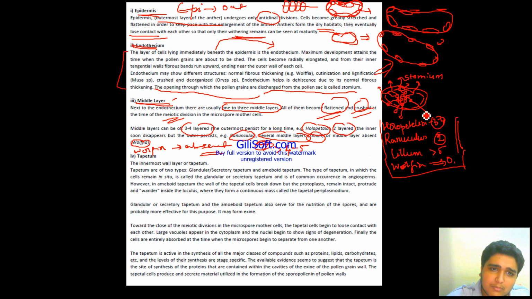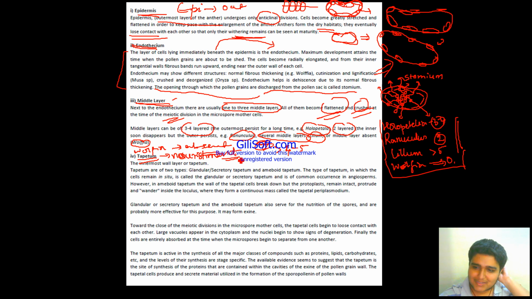Now we'll come to the most important layer, students, that is tapetum. Now, tapetum is a very important layer because this is something which helps in nourishment. Very typically it helps in nourishment, but obviously there are other roles of tapetum as well. New research is showing many more new roles of tapetum as such.